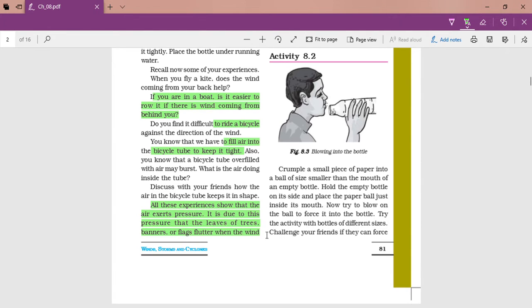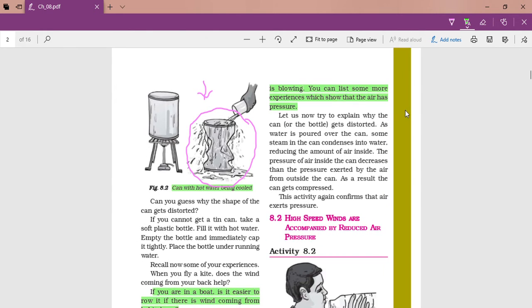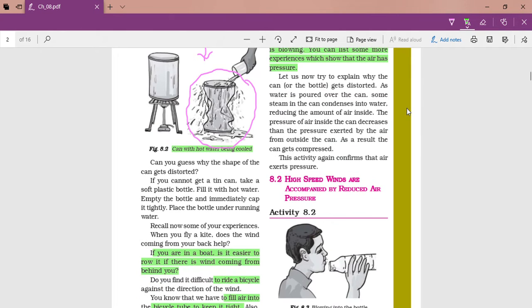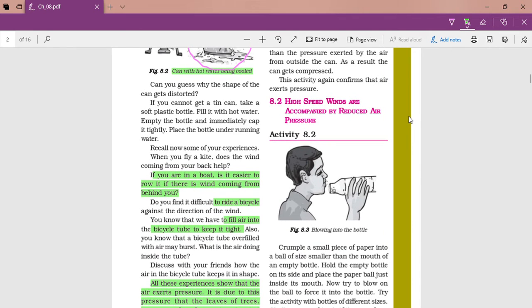So air exerts pressure. The continuous physical force exerted on an object or against an object when something comes in contact with it is called pressure. Air exerts pressure in different ways under different situations, on all objects and in all directions. It causes tires and balloons to inflate.